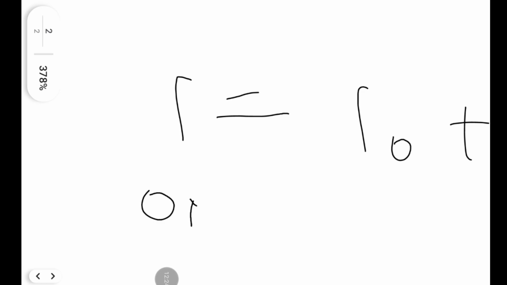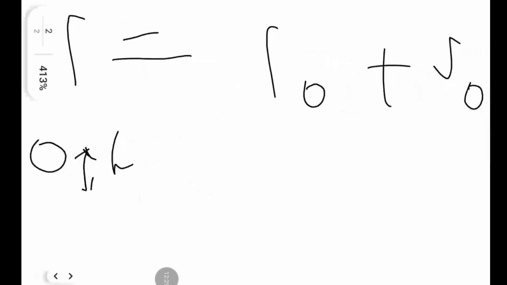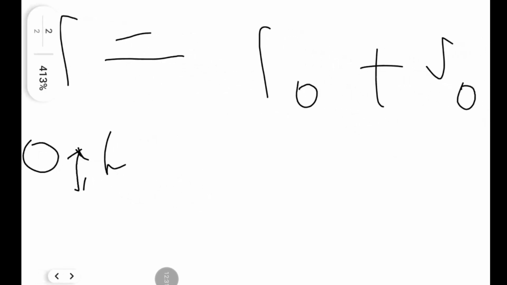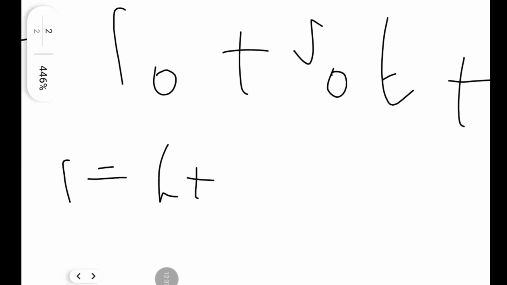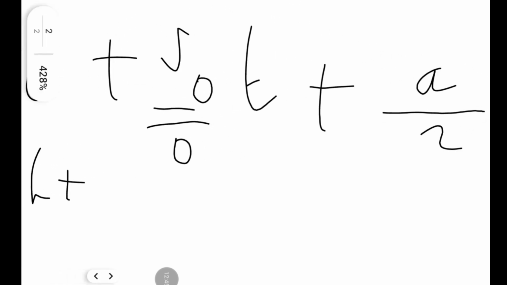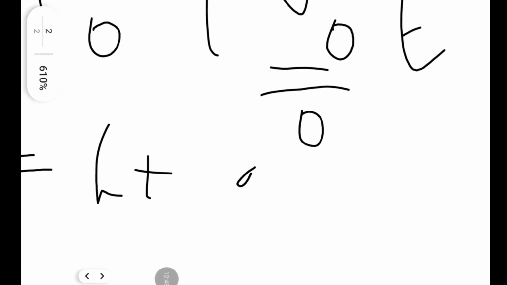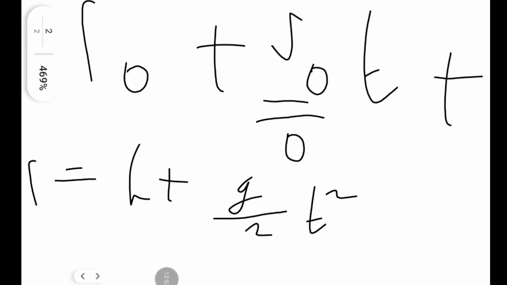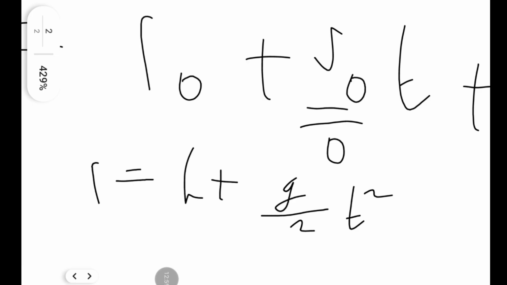It starts at a height of h. Therefore, the current displacement is going to equal h plus, and let's say the initial velocity is 0. If the initial velocity is 0, then obviously this part here is just going to be 0. So it might be h plus, and then if it's gravity, it's going to be g over 2 t squared. That's the formula we have there.